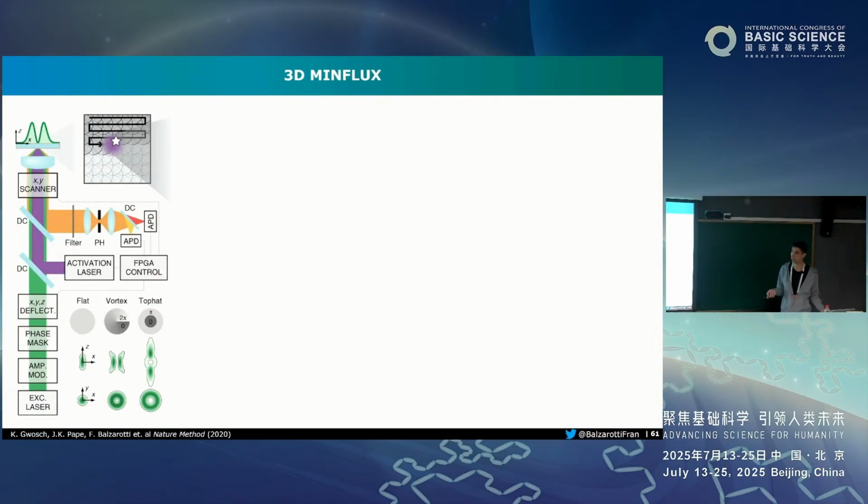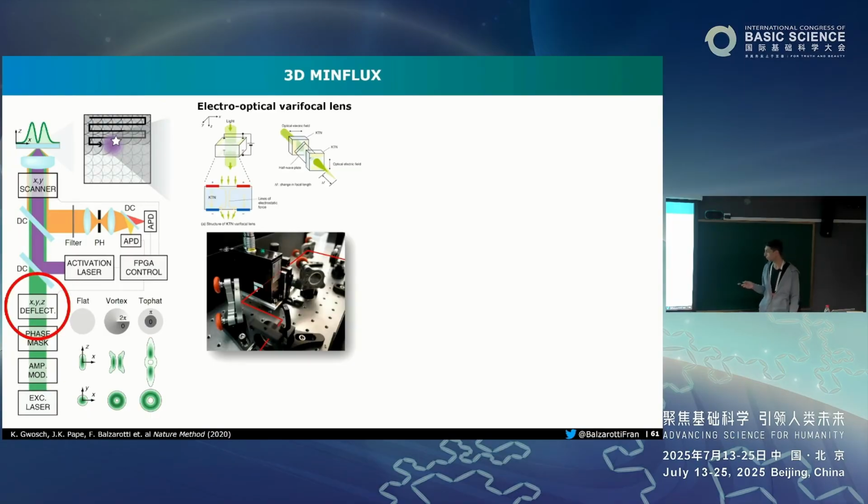Now, most of the problems that we attack are 3D, and this means that we need to deflect beams in the axial direction. And there's not a lot of practical ways to do that. This is something we attacked. Originally, we used an electro-optical varifocal lens, which is a Kerr crystal, nonlinear crystal that is very temperamental, very hard to use, very expensive, 80,000 euros. Also you can break it very, very easily, and time resolutions are not mind-blowing.